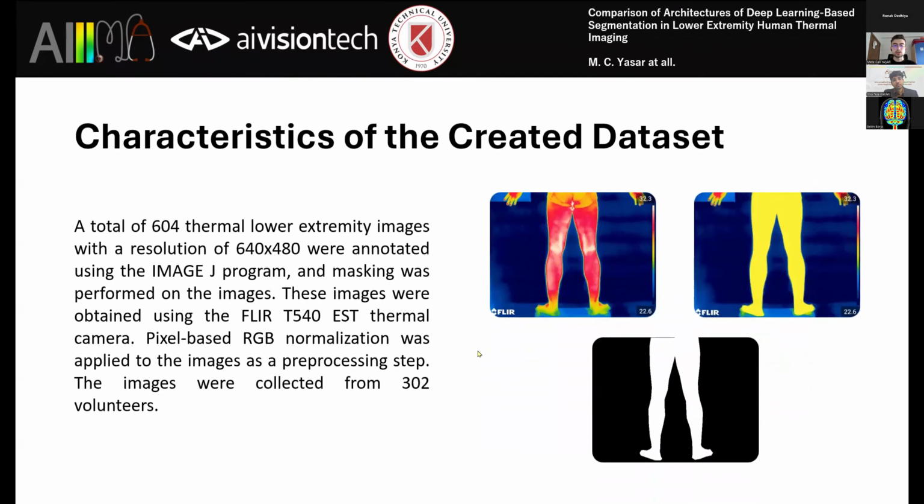Now, I will talk about the dataset we created. A total of 604 thermal images of the lower extremities from 302 volunteers were obtained using the Clarity 540 thermal camera and manually segmented. The process created ground truth masks. The images were resized and pixel-based normalization was applied as model inputs. The same dataset was used for the 5 models developed, with no changes made to the dataset.